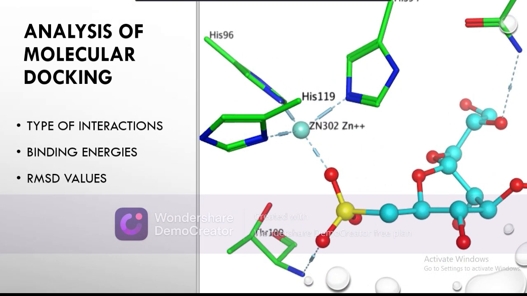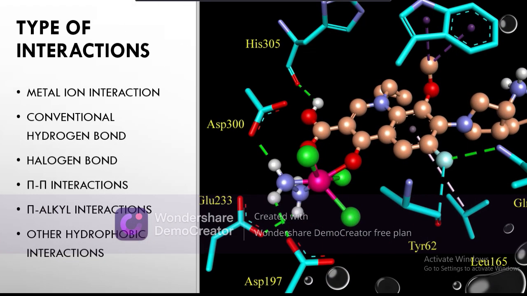How we can analyze our sample, or after docking, how we can predict what are our results. So there are three important factors which are important, like type of interactions. We should know what are the different kind of interactions during ligand target interaction, binding energies, and RMSD value. So these three are the important factors during analysis.